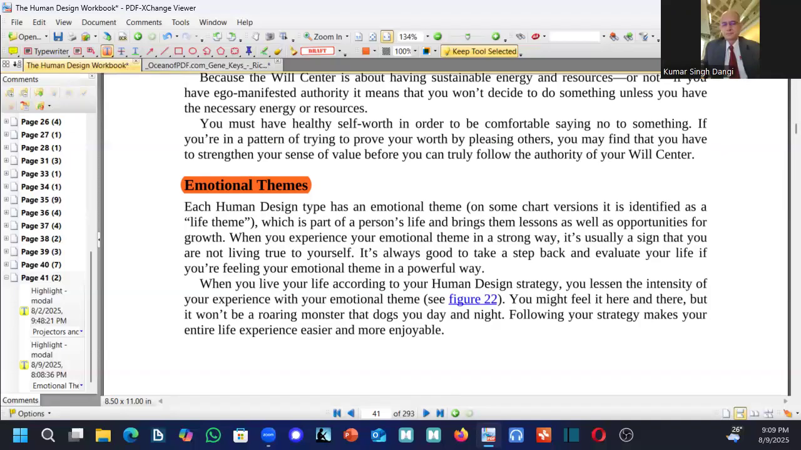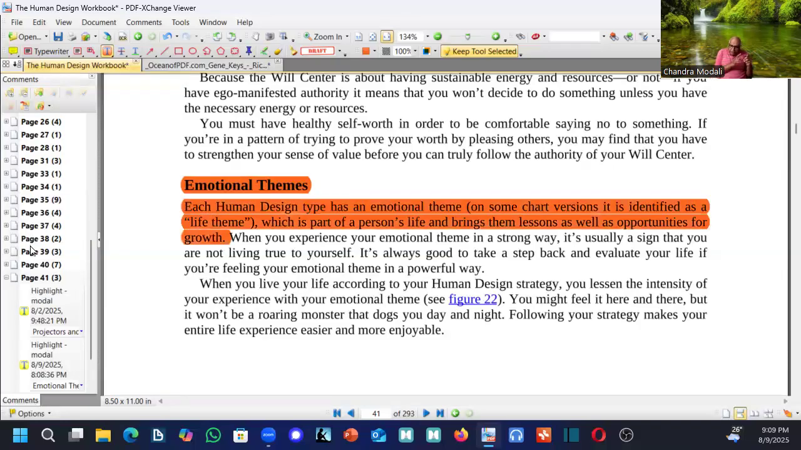Yes. Yeah, right. So if we are all on the same page, we start with reading in terms of what is this emotional theme. Each human design type, there are 5 of them, right, has an emotional theme. On some chart versions, it is identified as a life theme. That means that theme is going to influence us throughout the life, which is part of a person's life, and brings them lessons as well as opportunities for growth.